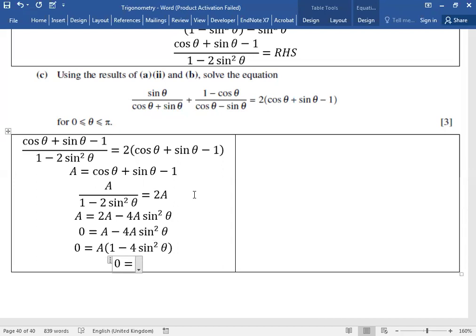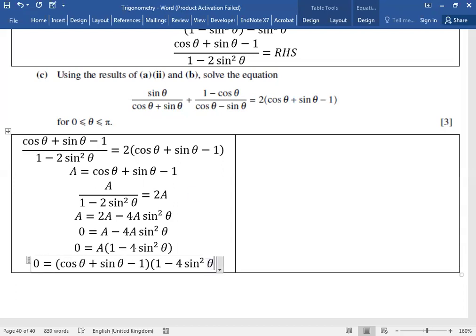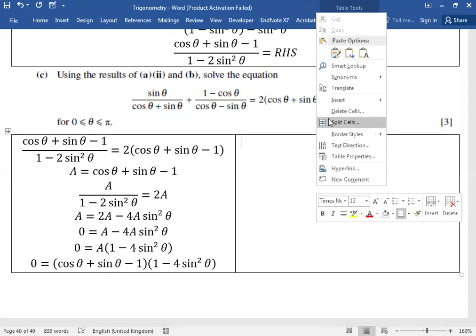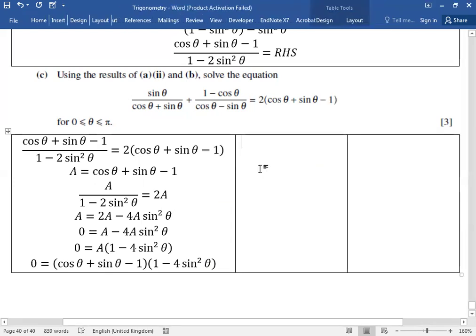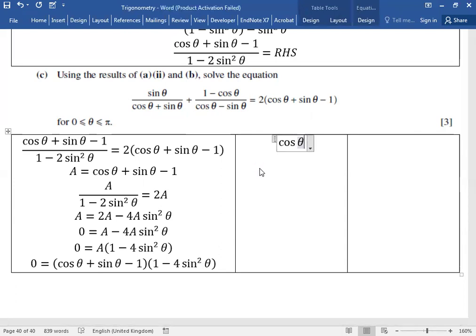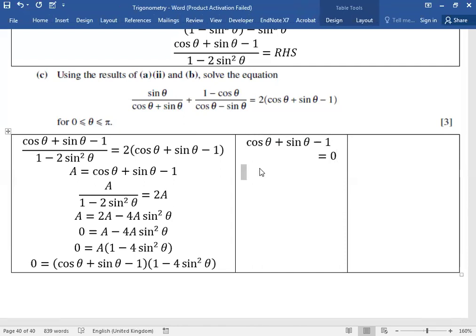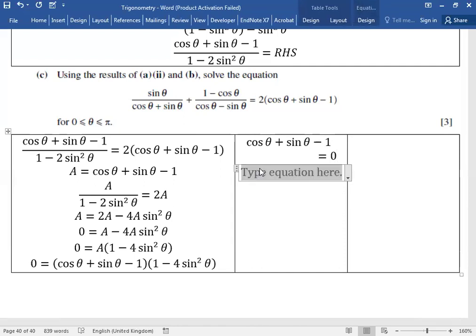तो सही है. एक ही जगह I can write cos theta plus sin theta minus 1 minus 4 sin square theta. Is that correct? उसमें से जो now both of them are multiplying and the answer is 0. Cos theta plus sin theta minus 1 is 0. I already know the solution for this one. 1 उधर चला जाएगा. मुझे इसका already solution पता है. What is the solution for this one? So the value of theta is 0 and pi by 2.